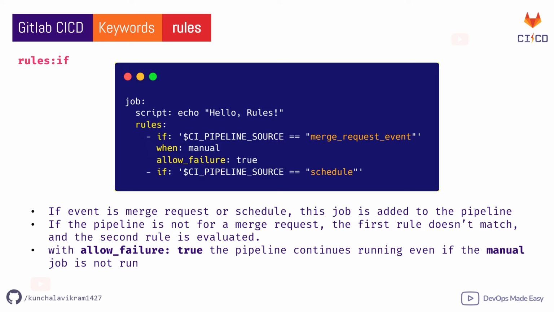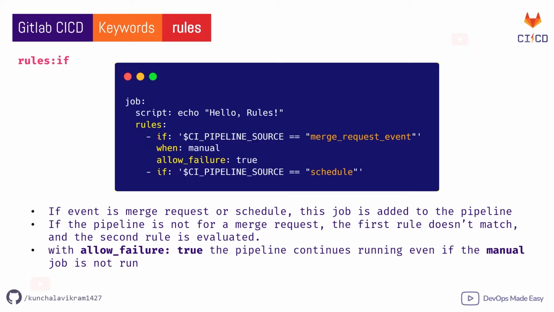And coming to these rules, first your job will execute only when it is a merge request. Only when the pipeline source is a merge request will your job execute. If the first condition fails, it will go to the next. So this will also run when you have a scheduled job. In that case, this pipeline will execute.